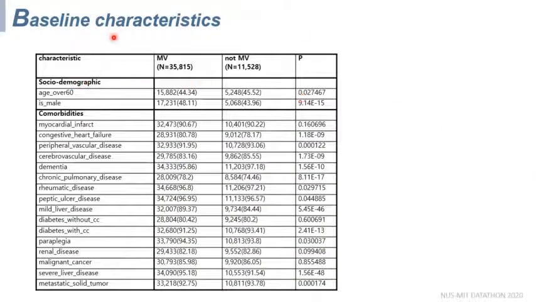Here are the baseline case characteristics of patients who received mechanical ventilator and those who did not. In terms of socio-demographic features and comorbidities, we found some differences and similarities in these patient groups.